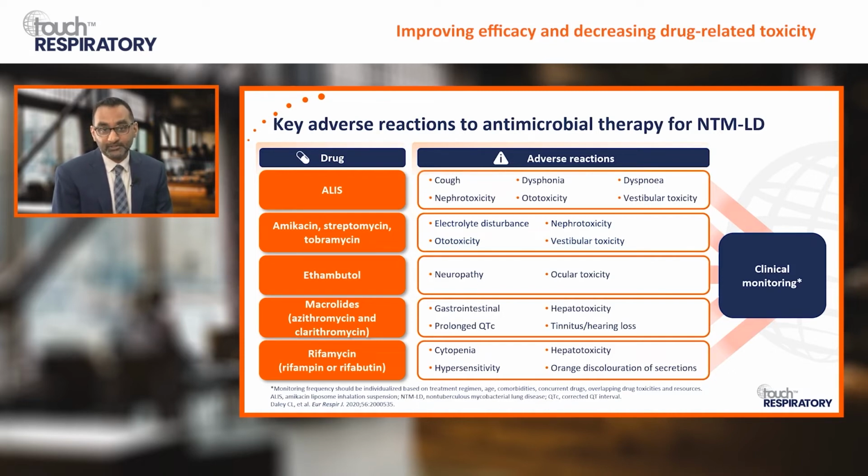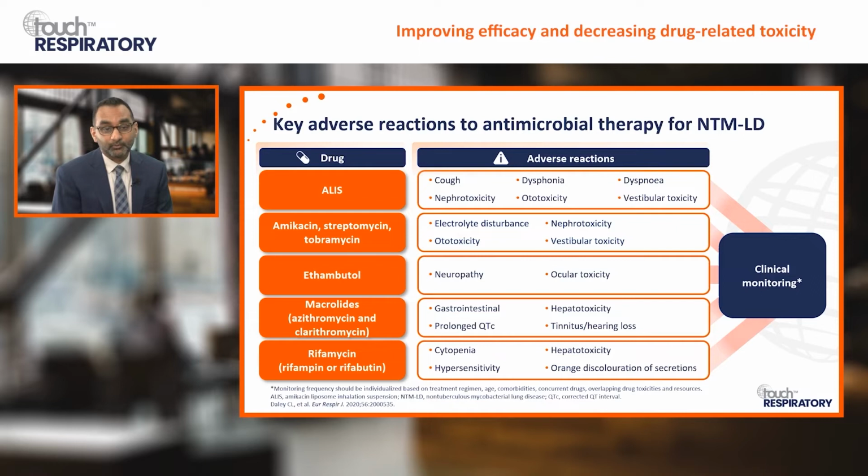For example, inhaled liposomal amikacin, or ALIS, can have a number of side effects to monitor for. Most commonly dysphonia, and in the CONVERT study, up to 50% of patients presented with dysphonia after use, but after 1 month of therapy, most of the side effects did resolve on ALIS. There's also cough, shortness of breath, hearing issues, and renal issues, although rare, that should be monitored for when a patient is on ALIS. There are also other forms of amikacin, such as the parenteral inhaled amikacin form or intravenous amikacin, for which we monitor hearing issues, nephrotoxicity, electrolyte disturbances, and vestibular issues.